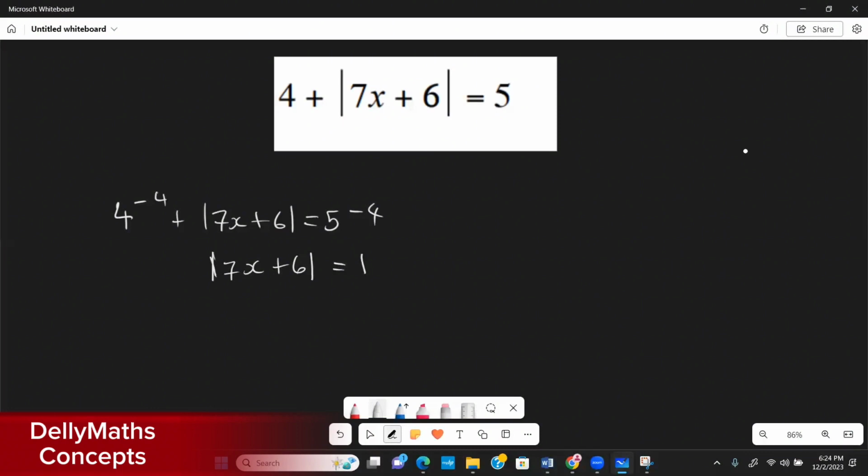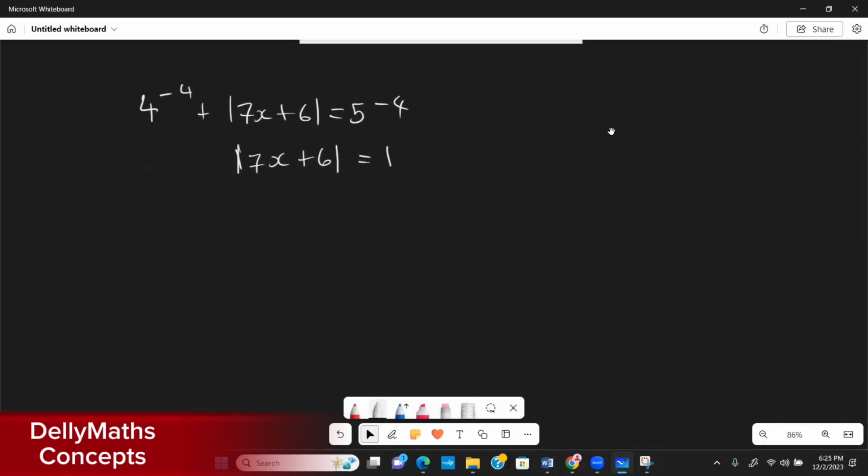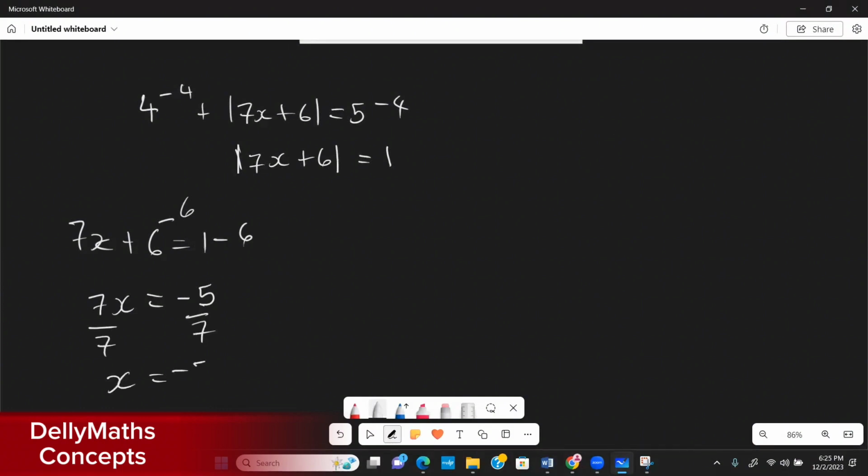So what we did was just to get the absolute value to be by itself. Now, after it's by itself, we want to create the two cases. So here it is, case 1: 7x plus 6 is equal to 1. Let us solve this. We take 6 from both sides. So 7x is equal to -5. Then finally, we divide both sides by 7. So one of our solutions is that x is equal to -5/7.